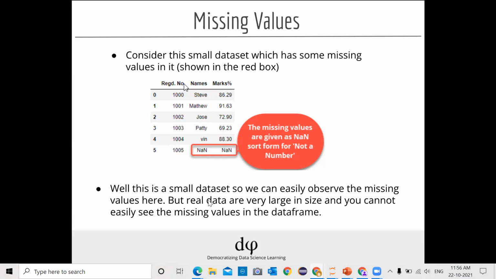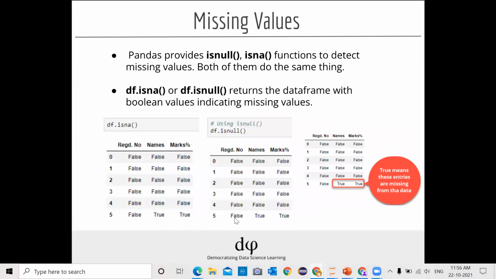So consider a small data set which has the following missing values in it. This data has registration number, name, marks, percentage, and the fifth index is one wherein you don't have a name and marks percentage. Well, this is small data, so we can easily observe the missing values here. But real data are very large in size, so you cannot easily see the missing values in the data frame.